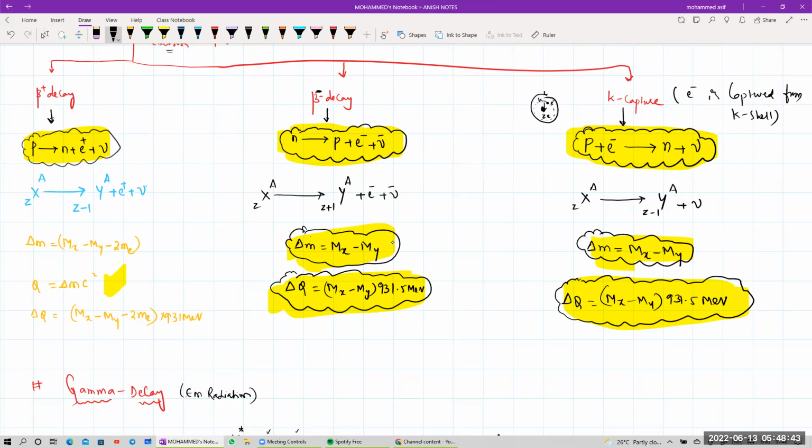So I hope everything about beta decay and beta minus decay has been clear. Any doubt in this one, please let me know. Okay. So in complete nuclear physics, almost all the things have been revised without leaving any part of these lessons. That will be helpful for you while doing the numericals.